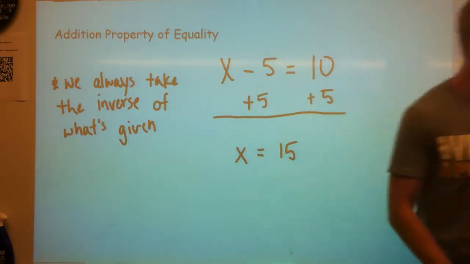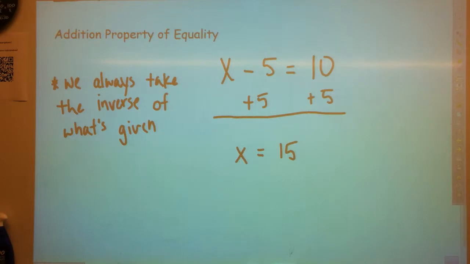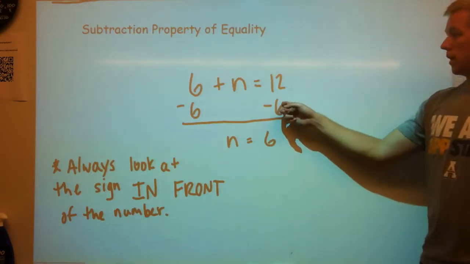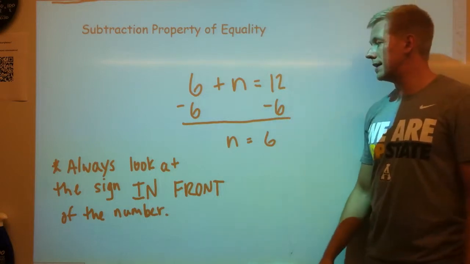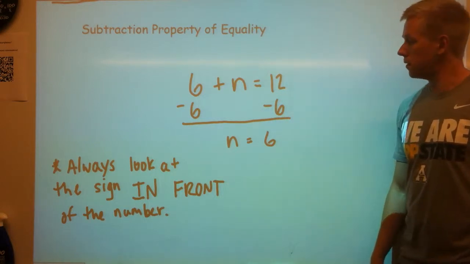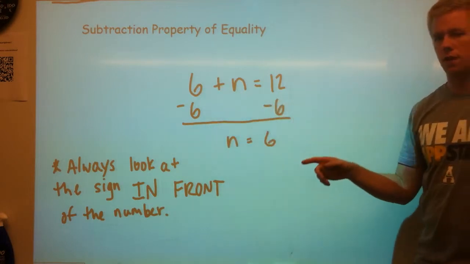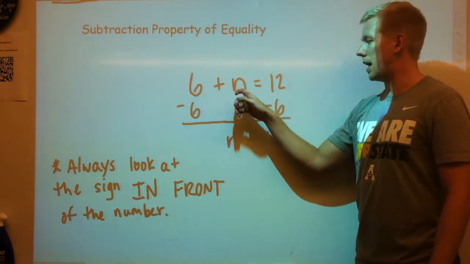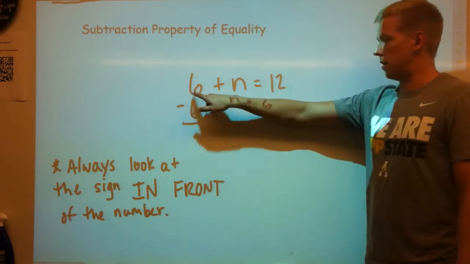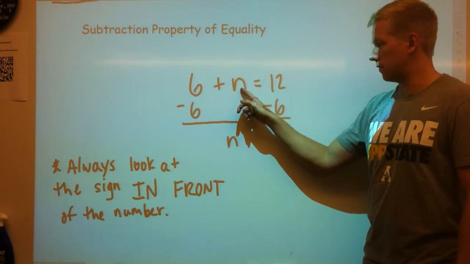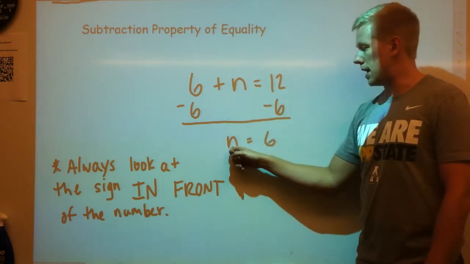Moving on to the subtraction part. All right, subtraction property of equality. We're given this equation, 6 plus n equal to 12. Okay, so I see that I have a 6 plus n. My variable looks a little different than the last one. My variable now is behind my number, but I'm going to look in front of my number. That's a positive 6. I want to get rid of it to be able to solve for n. I want n by itself.